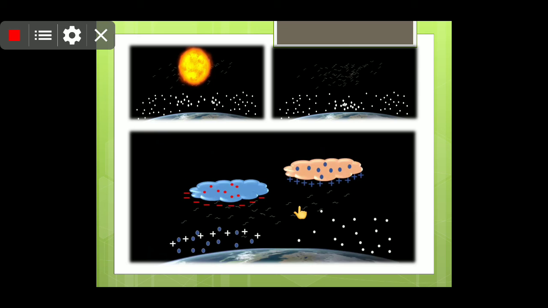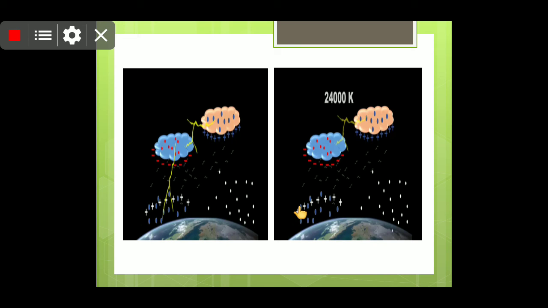Now children, the rain and the thunder form thunderstorms. The sudden expansion of air causes louder thunder. The thunder may reach us a little later. So children, as you can see here, when there is so much contact, up to 24,000 Kelvin of heat can be generated.